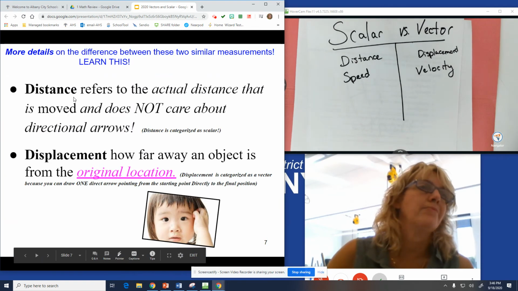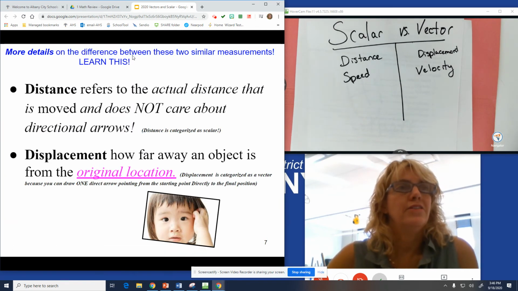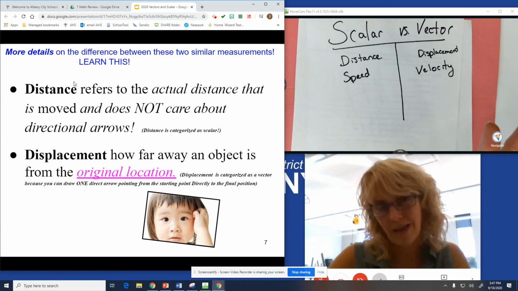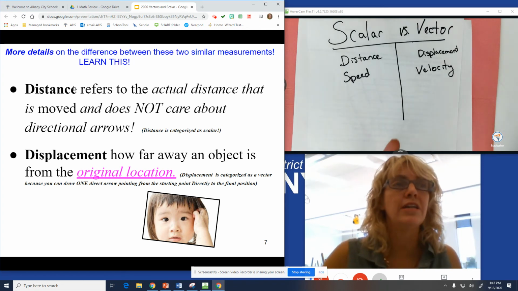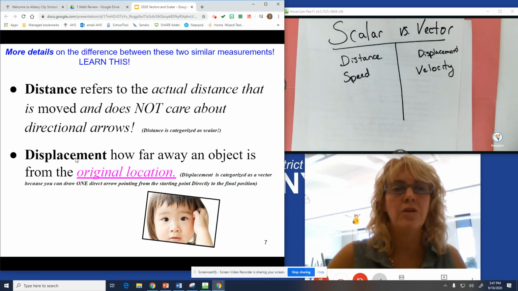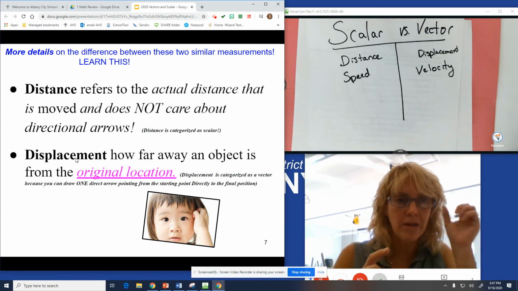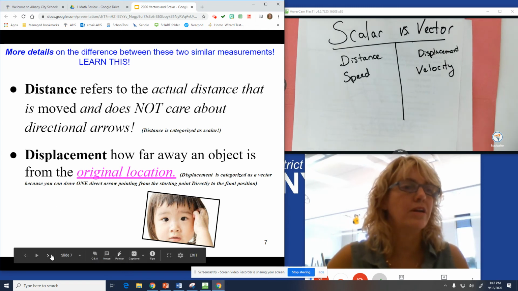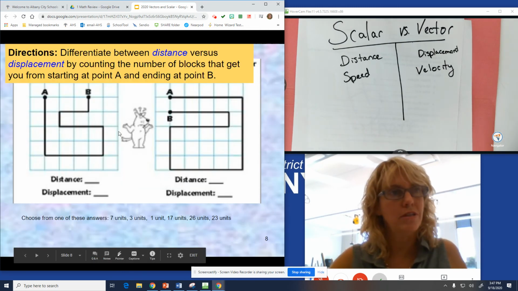Now, more details on the difference between these two similar words. You've got to pay attention. This is the important stuff, how to actually do the math with these problems. So if I ask you to do distance, it's going to add everything up. If I ask you to do displacement, you're going to make one arrow from here to here and measure. What the heck are you talking about? Seeing is believing, folks. Here we go.